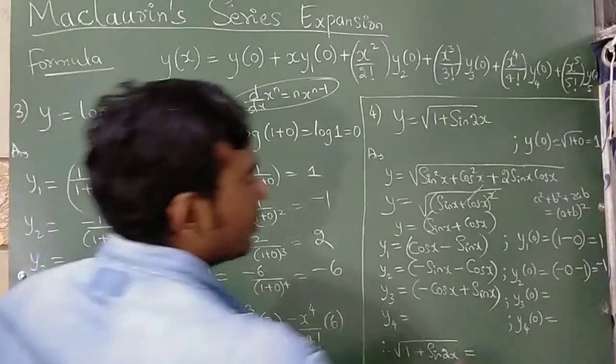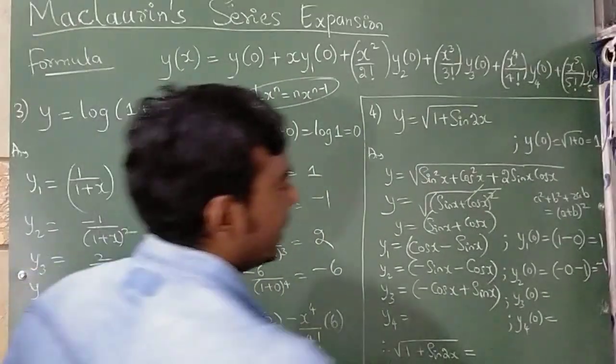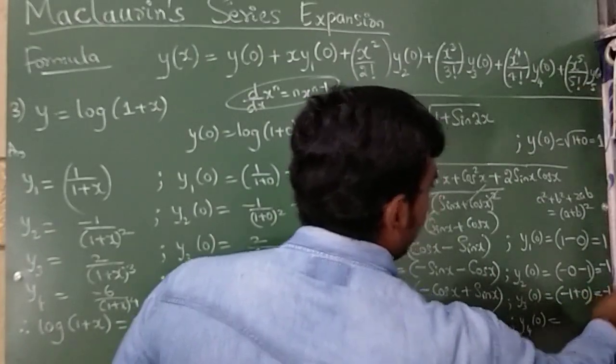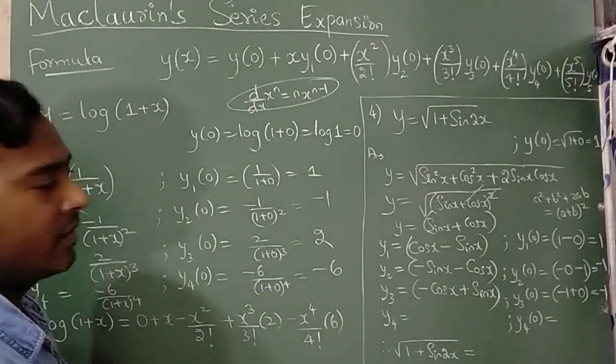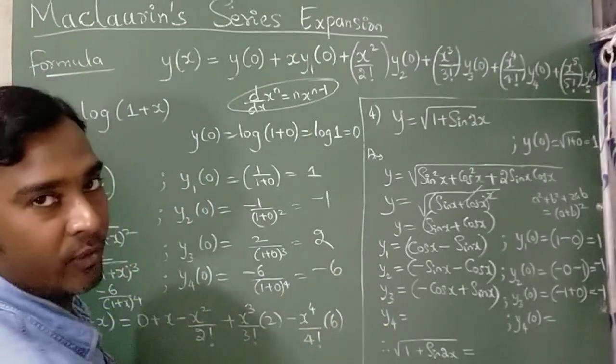sin x. So y3(0) means in place of x substitute 0. So minus 1 plus 0 is equal to minus 1. Fine. Now next differentiate y3, you will get y4.